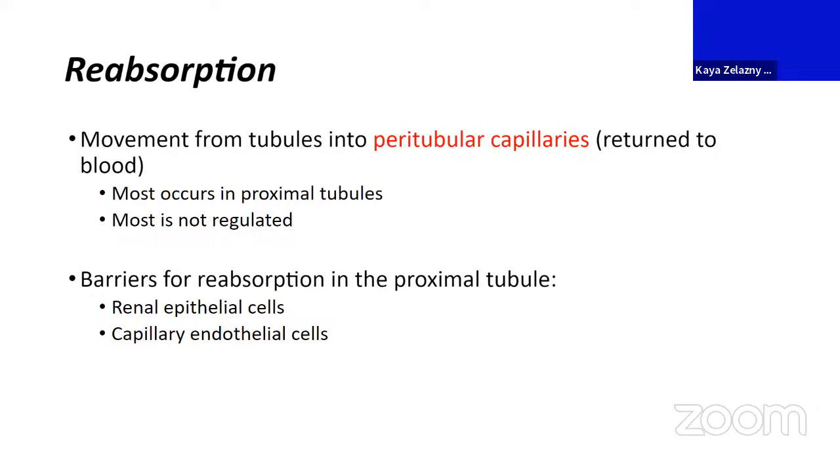So filtration, we had movement from the glomerular capillaries into the nephron. For reabsorption, we're going to be moving stuff from that filtrate back into the body. So we're going to be reabsorbing it. So it's going to be going from our tubules, first the proximal tubule, but we'll see later on, we have reabsorption going on in some other regions as well, into a different set of capillary beds.